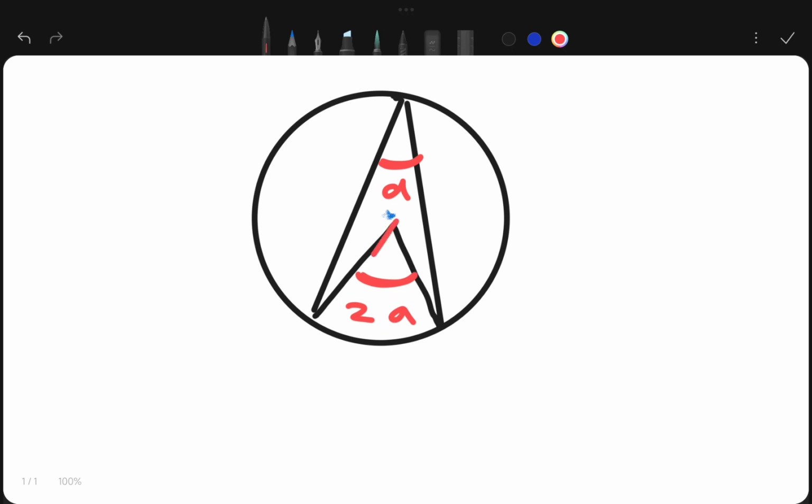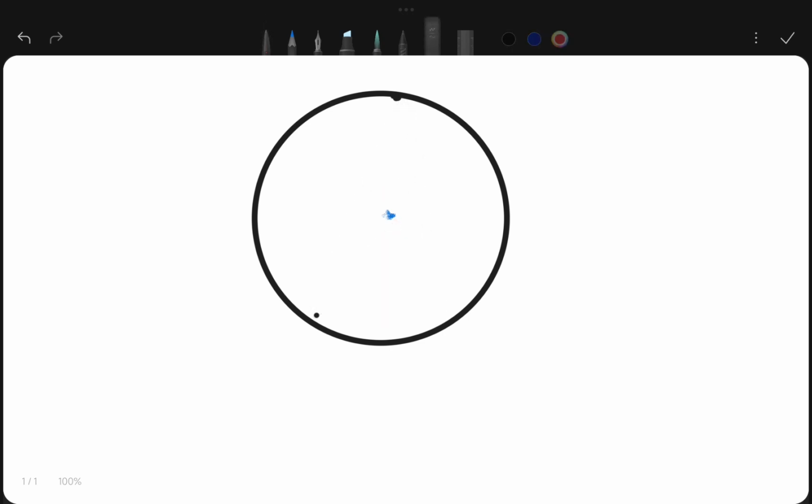Okay, so this is a very useful trick. They give you a diagram, and you have to identify the shapes and what theorem will be applied, and based on that you have to find the missing angles. Okay, moving on to our next theorem.